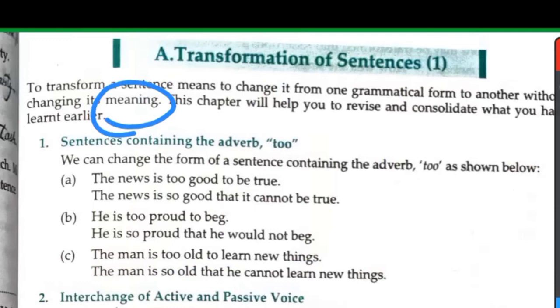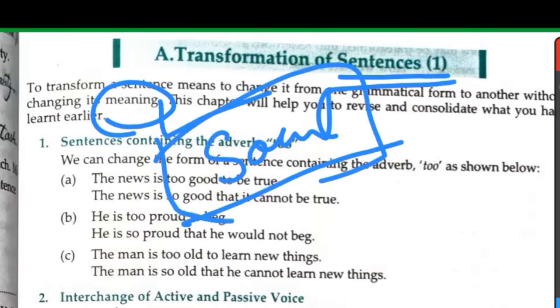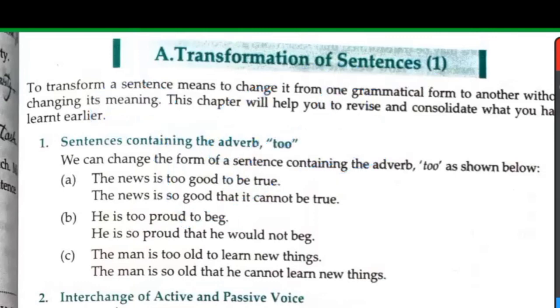The same goes for sentences, no? Sentences can have a different structure, a different body, but will always have the same meaning. Meaning is our soul here. That means we cannot destroy the soul. The meaning will remain the same. Did you understand?